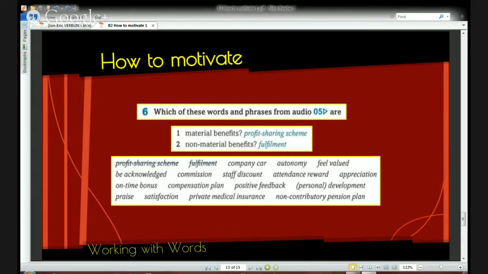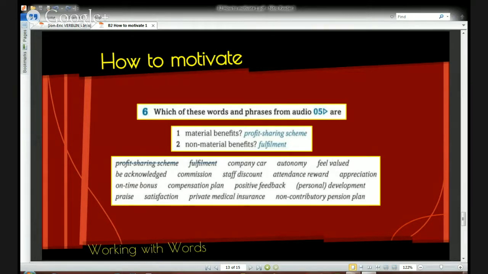Okay, Hussein, what do you think? Attendance reward, material benefits. Of course, because reward is a material thing, and it's not a feeling. And a reward is almost always money, right? Yeah. Almost always. Okay. And Yuki, we're on to appreciation. Appreciation is a non-material benefit because you are appreciated. When you are praised, you feel satisfaction, and it motivates you to work better.